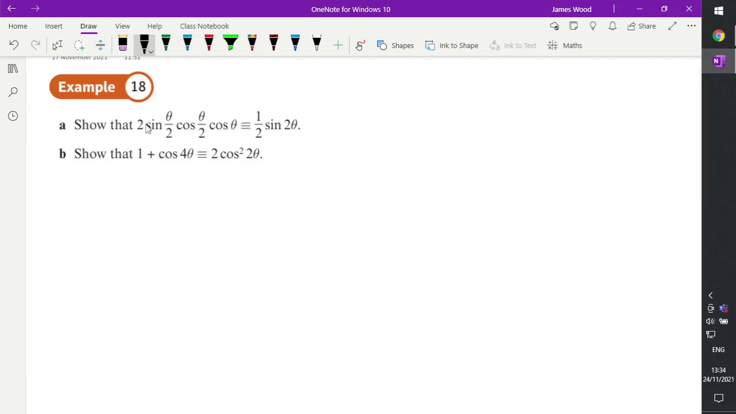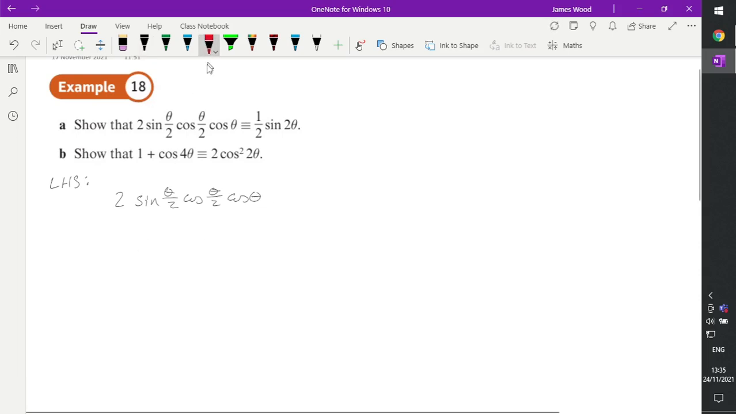So this first proof, 2 sine theta over 2 cos theta over 2 times cos theta is the same as a half sine 2 theta. So I'm going to start with the left hand side. I quite like to start with the most complicated side and reduce it to the simpler side. That tends to be easier. So 2 sine theta over 2 cos theta over 2 times cos theta.